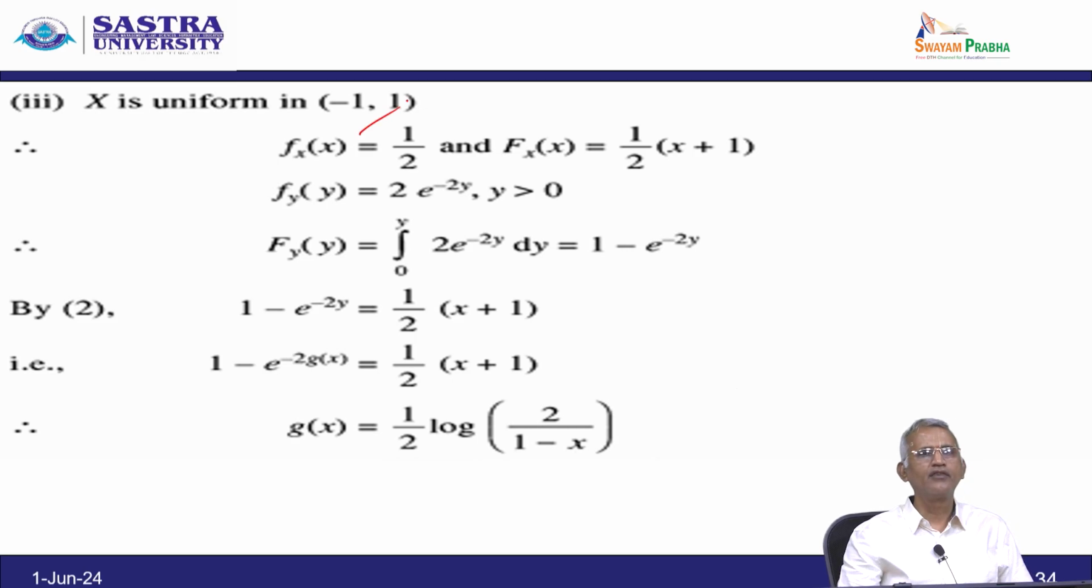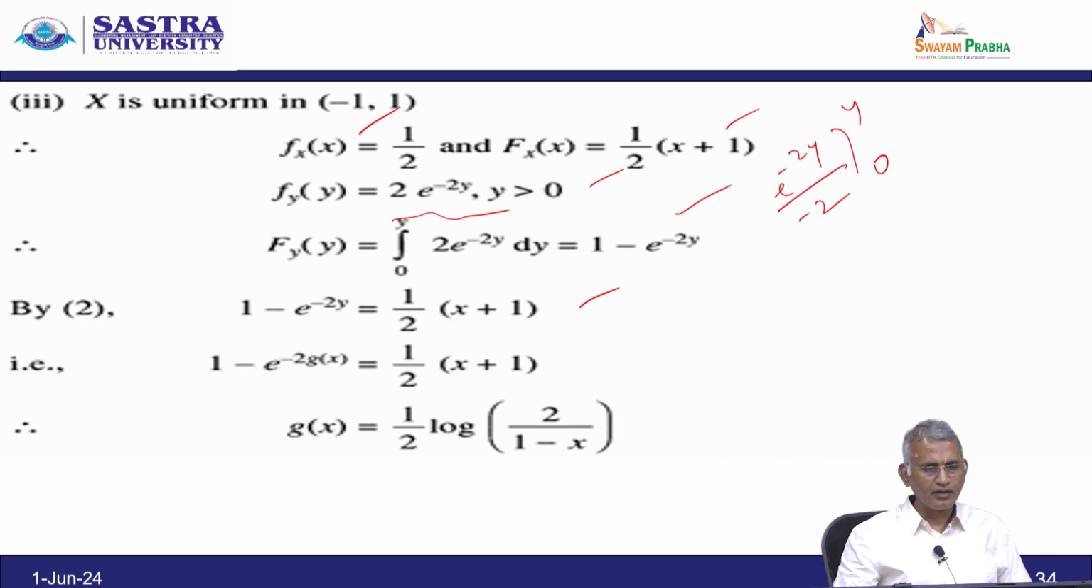So, if X is uniform in the interval -1 to 1, then f_X(x) is half, and capital F_X(x), simply integrating the corresponding function, we can write 1/2 (x + 1). And f_Y(y) is 2e^(-2y), and capital F_Y(y) is nothing but the integration of small f_Y(y). Therefore, integrating this, e^(-2y) integration is e^(-2y)/(-2), and then upper limit minus lower limit, we have 1 - e^(-2y). So, these two are equal.